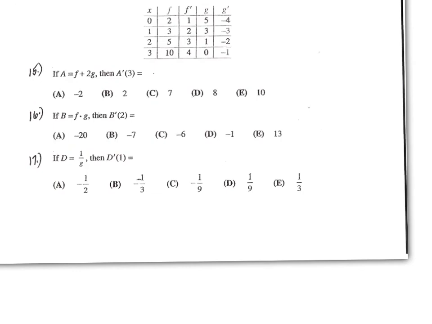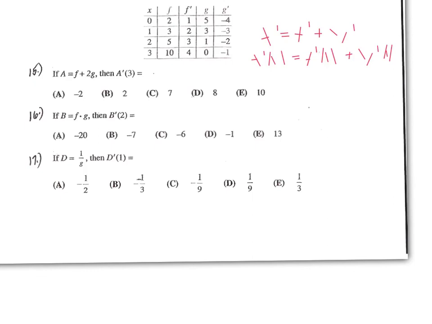For problems 15, 16, and 17, we want to use the chart to help us find a prime of 3, and we're given that a is f plus 2g. So if we want to take the derivative of something like f plus 2g, it's as simple as taking the derivative of f and then plus 2 times the derivative of g. So if we want to find a prime of 3, we just want to know what f prime of 3 plus 2 times g prime of 3 is.